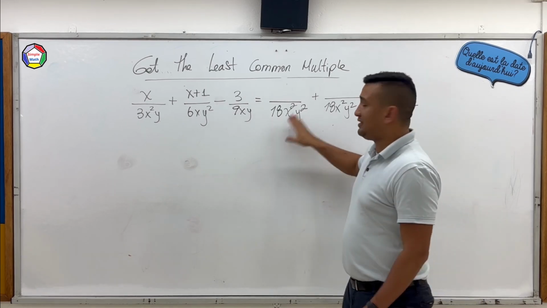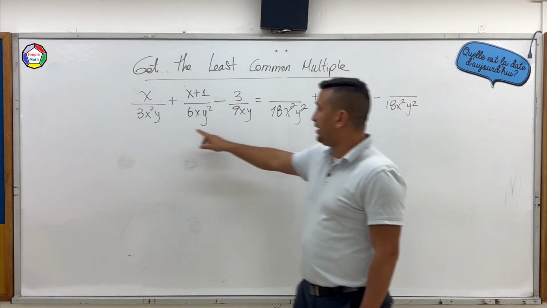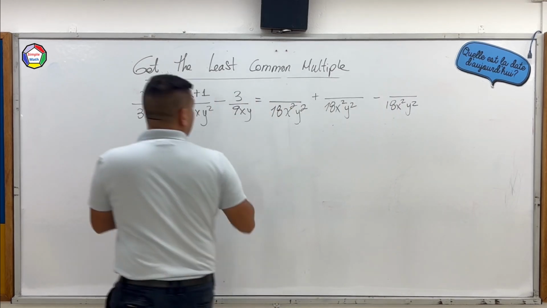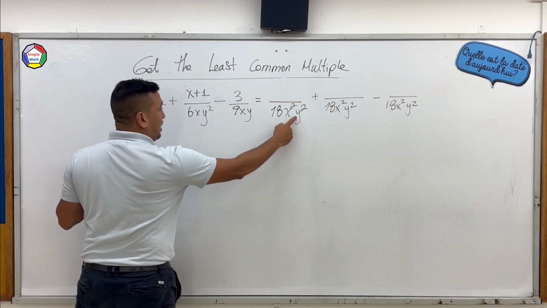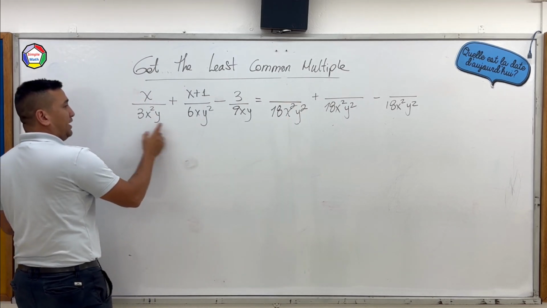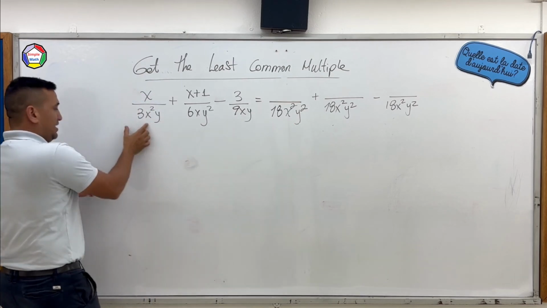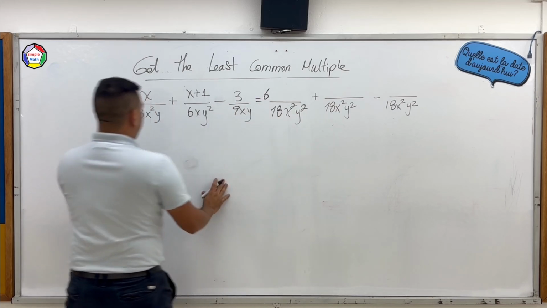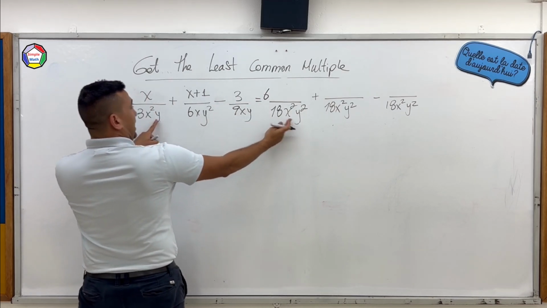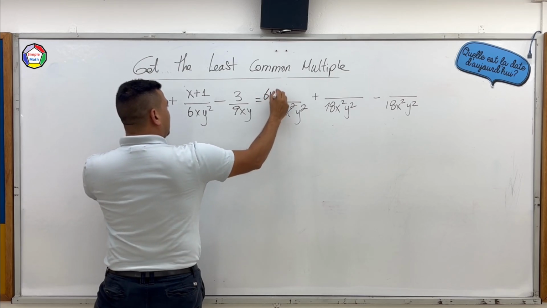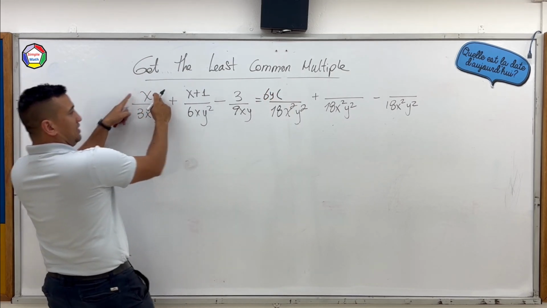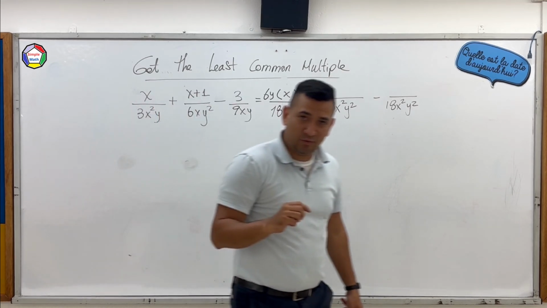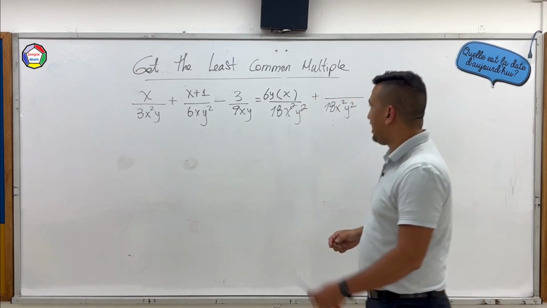Now I'm going to divide the least common multiple by the denominator of each fraction in my mind. If I divide 18x squared y squared by 3x squared y, the answer is 6. The x squared and x squared cancel, and y squared divided by y is y. So 6y, which multiplies x. Remember, first we divide by the denominator and then we multiply by the numerator.